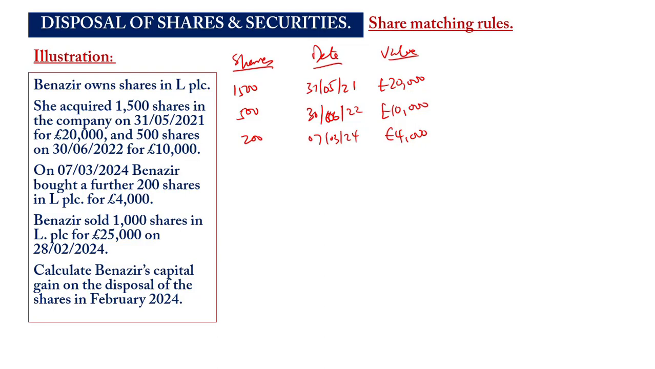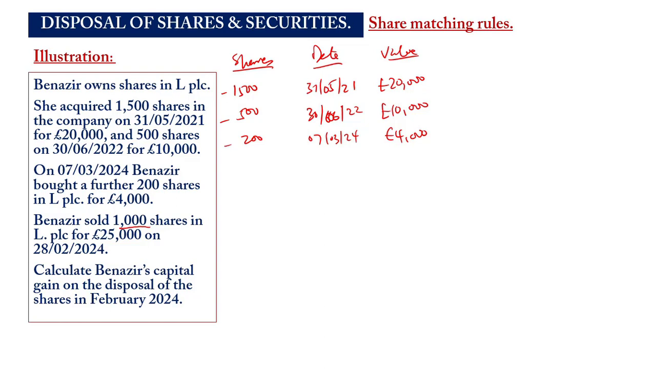So Benazer sold 1,000 shares in LPLC for 25,000 on 28th February 2024. So the issue now is that for this 1,000 shares that she's giving out, are we going to take it out from this one, this one, or this one? If you're taking it out from this one, that means we are going to use the cost here: 20,000 divided by 1,500. That will give us the unit price of the shares, and we'll use that to value the 1,000. Okay, so that's the problem.